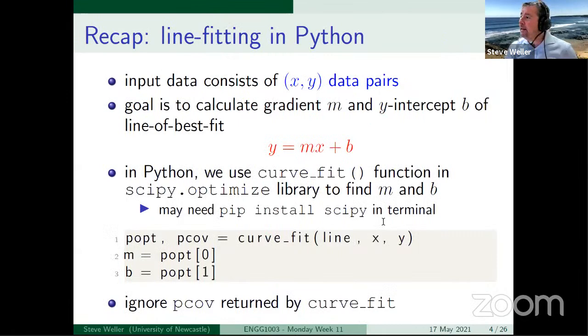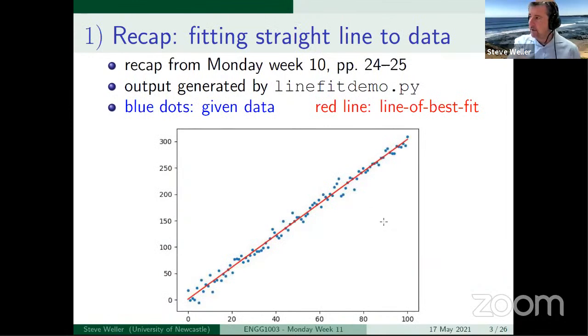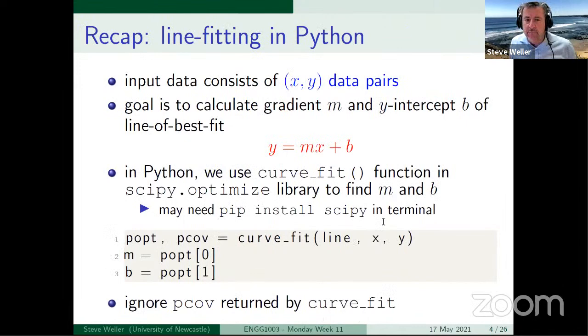And the idea is to determine two parameters, the m and the b: the gradient, the slope of the line, and the offset where the line intersects the y-axis. So with those two parameters, we've completely described the red line. So in Python, we can use the curve fit function that appears in the SciPy optimize library to find the m and the b. And so in the gray shaded box that you see there on page 4 are three lines of code which do the work for us.